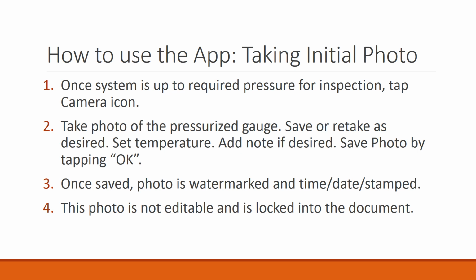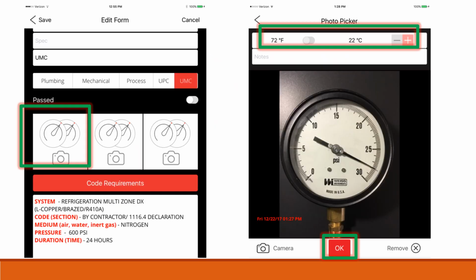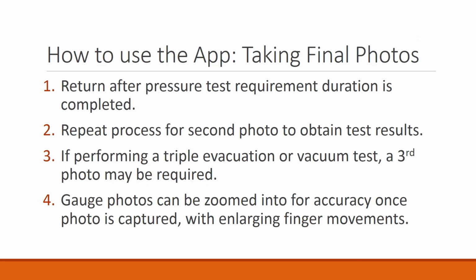Taking the initial photo. Once the system is up to required pressure test for inspection, tap the camera icon. Take photo of the pressurized gauge. Save or retake as desired. Set temperature. Add note if desired. Save photo by tapping OK. Once saved, photo is watermarked and time and date stamped. This photo is not editable and is locked into the document.